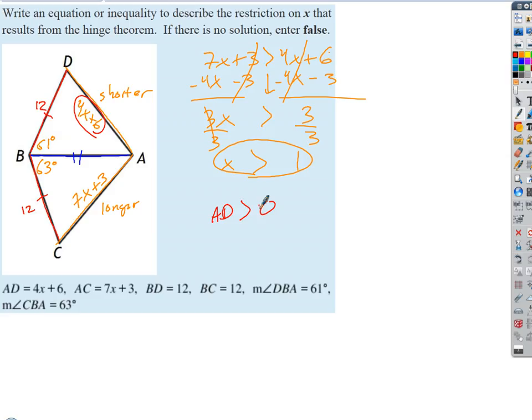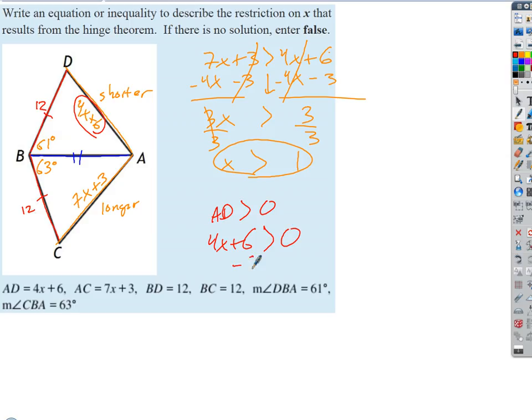4x plus 6 has to be here. Yeah, 4x plus 6, because that represents the length of AD. So 4x plus 6 has to be greater than 0, doesn't it? Okay, got to solve that. If I want to get the x by itself there, what are the 2 steps?